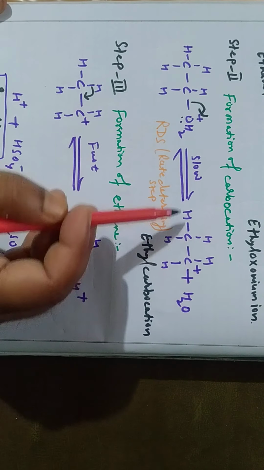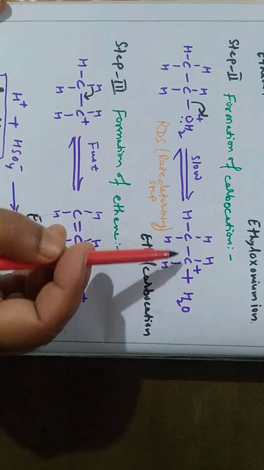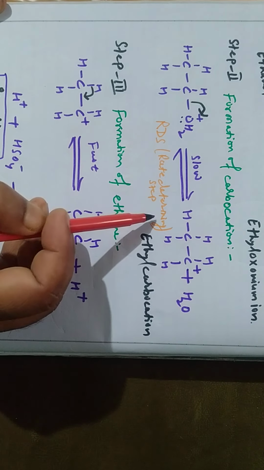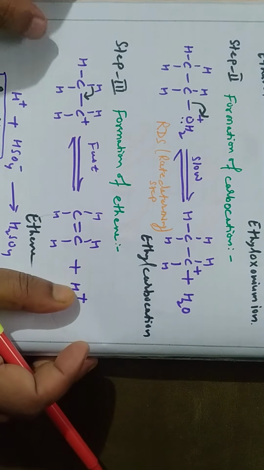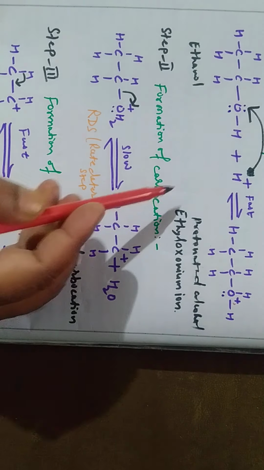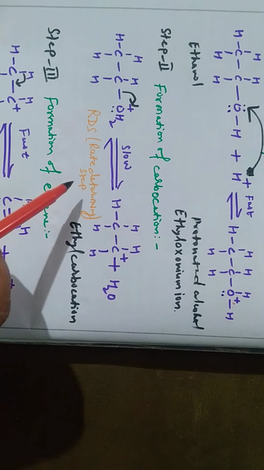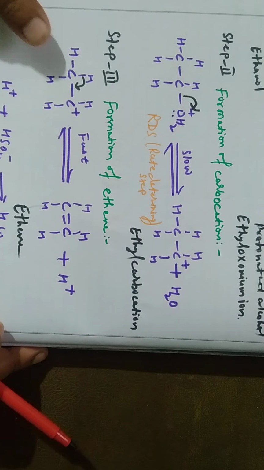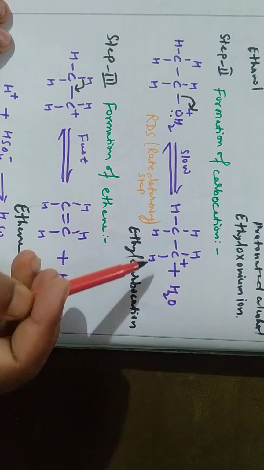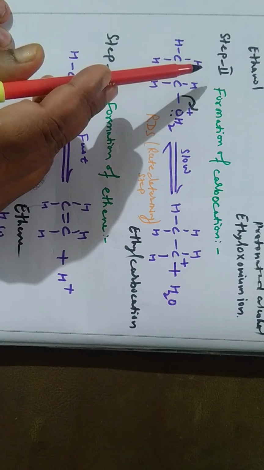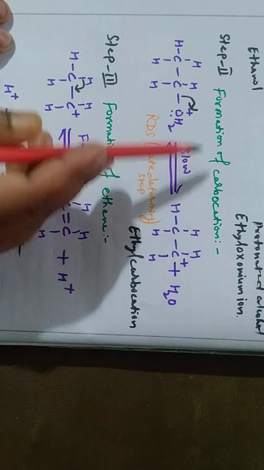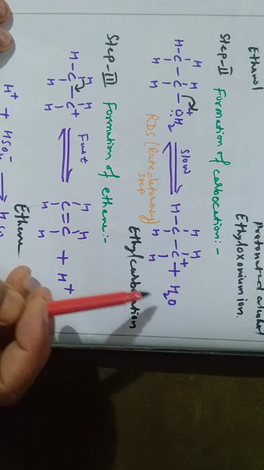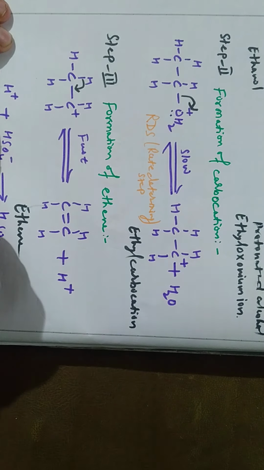Now this step is a very slow step, hence it is also called the rate determining step. But the first step was a fast step. So this is the rate determining step, the slowest step. We have seen that carbocation is formed. So step 2 is formation of carbocation. You have seen that carbocation is formed and water is eliminated.